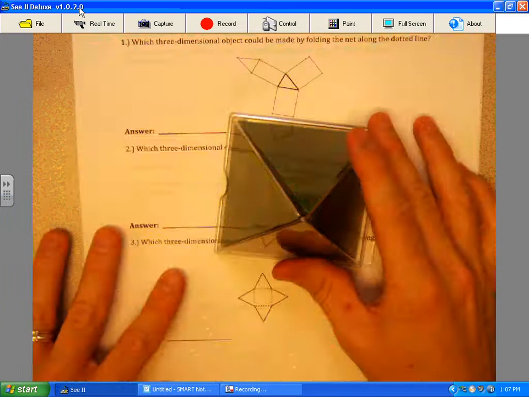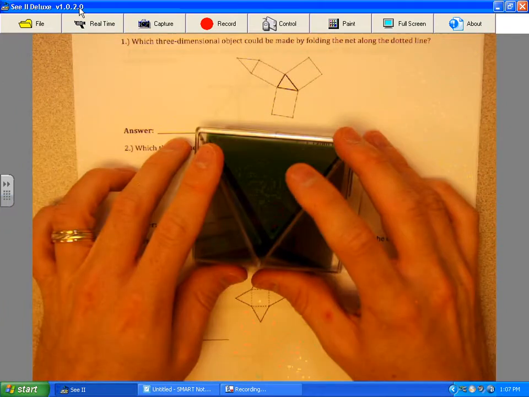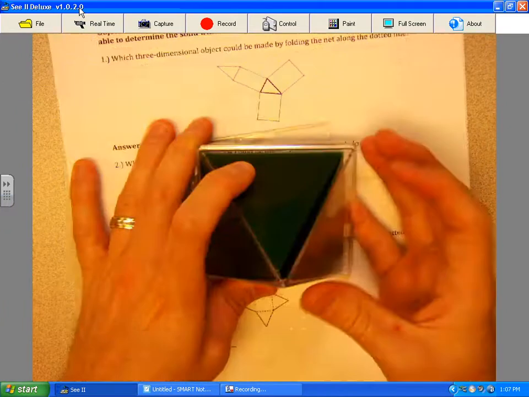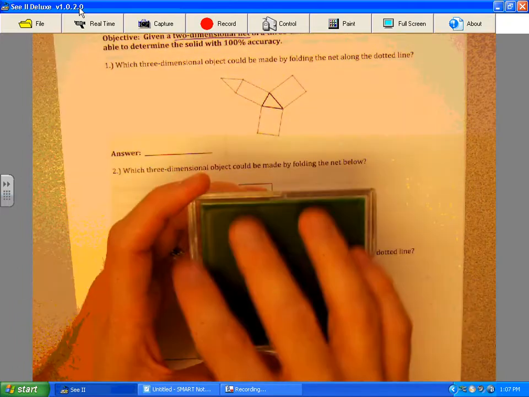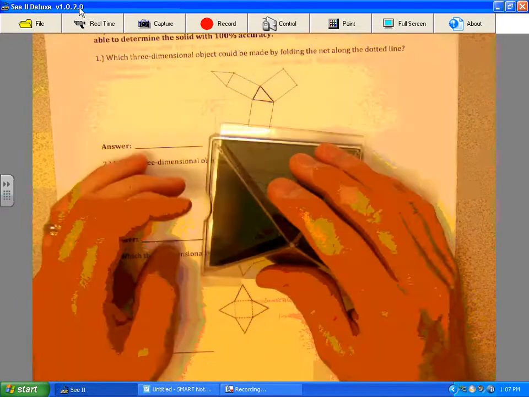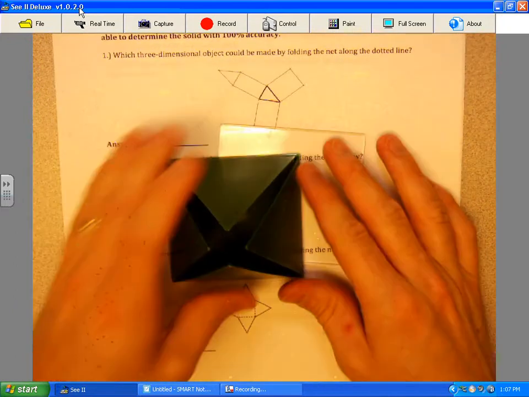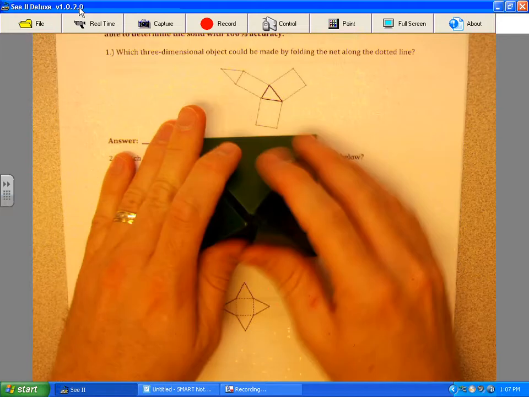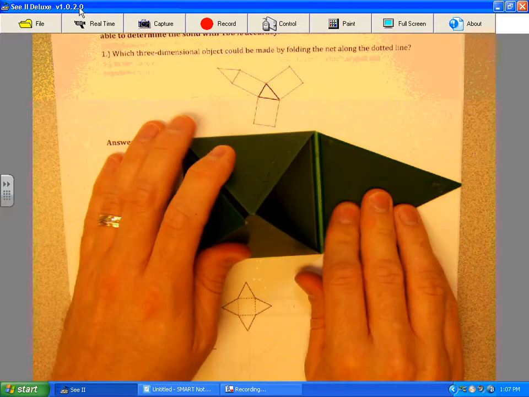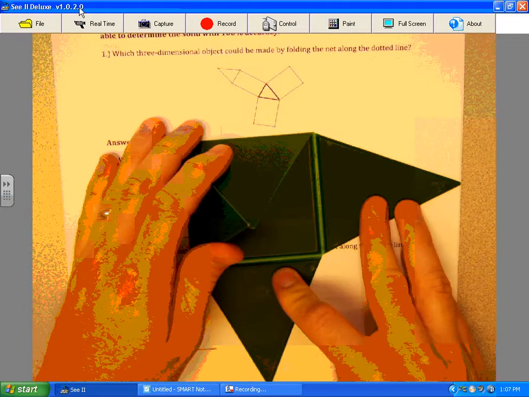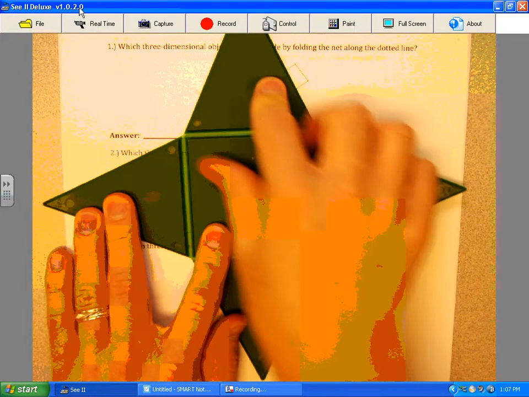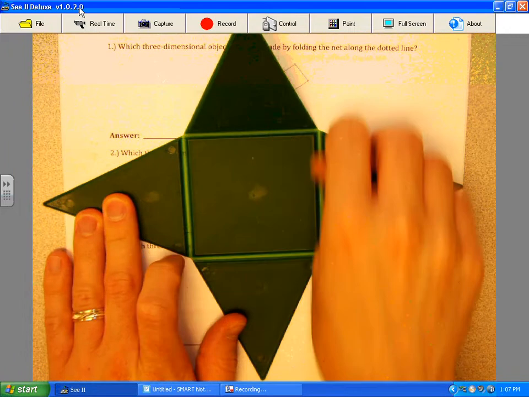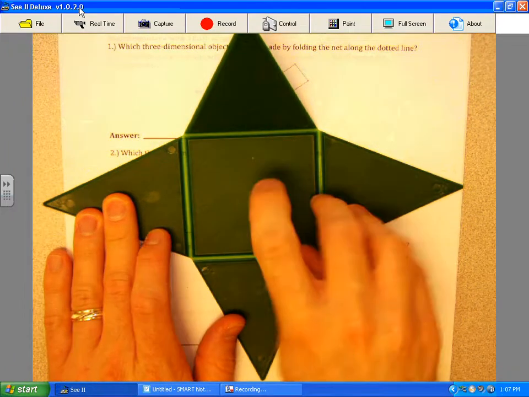Okay, here is your common square pyramid. We know it's a square pyramid because it is square on the bottom. Looking at the two-dimensional net for a square pyramid, it is made up of 1 triangle, 2 triangles, 3 and 4 triangles. And then you have the square on the bottom. So 4 triangles and a square.